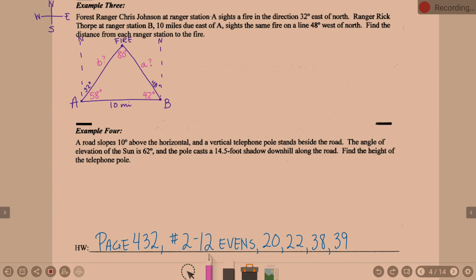Angle C is the 80 degrees at the fire. Side C is the 10 miles between the two ranger stations. You do have to use the C information here, and do the math.